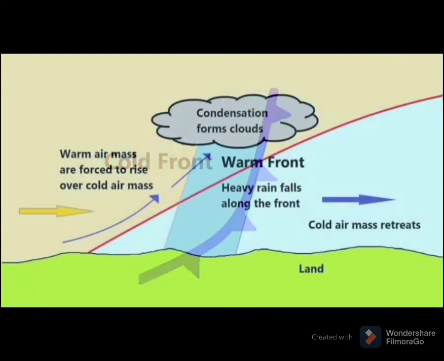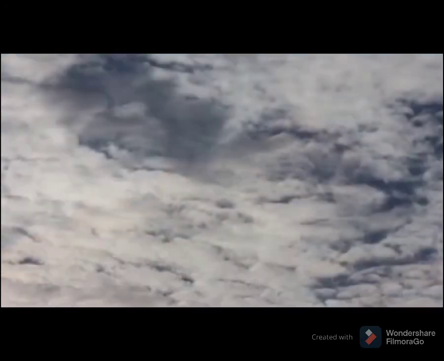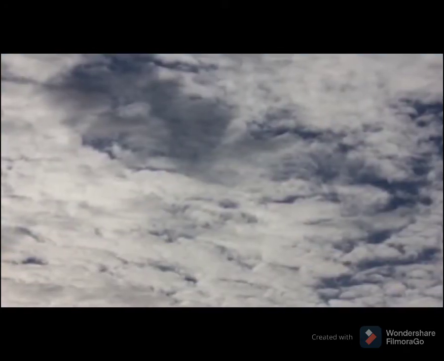A warm front is the boundary where a moving warm air mass is replacing a cold air mass. A warm front is represented as a red line with semicircles pointing towards the direction of movement. Warm fronts move more slowly than cold fronts because it is harder for warm air to push against the denser cold air. As the warm air rises above the cold air, water vapor condenses, forming high clouds.